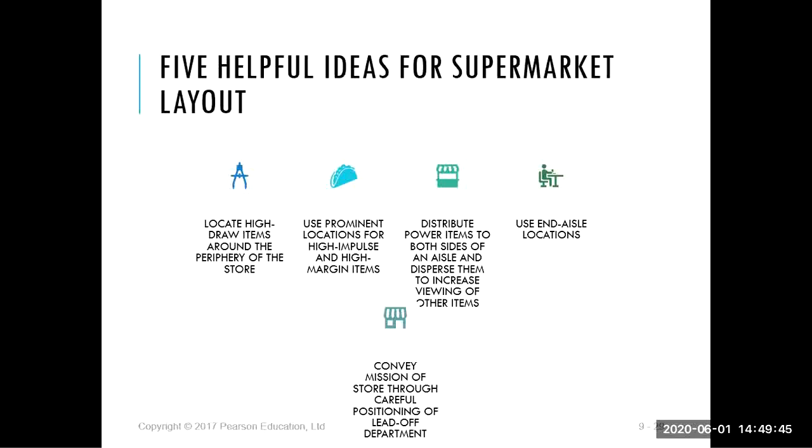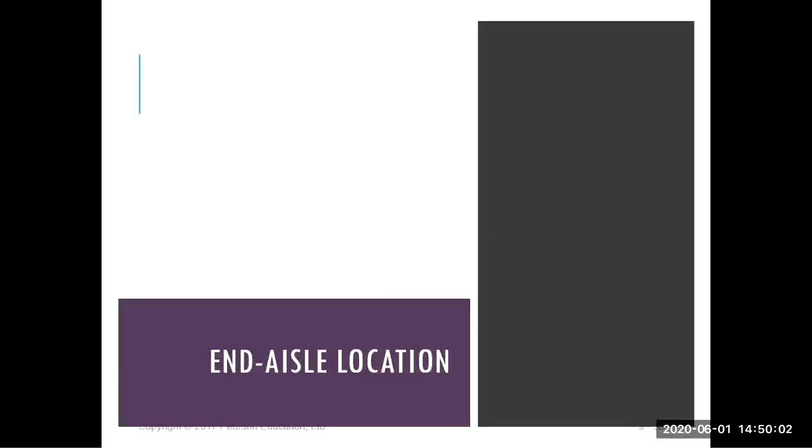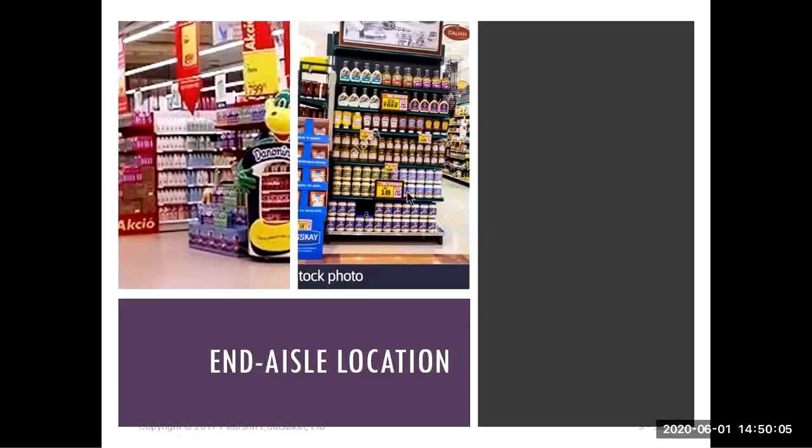Okay, alright. And number 4, use an aisle location. Okay, this is an example, use an aisle location, because aisle locations have a very high exposure rate. Okay, you can see now, I'm sure that you are familiar with this high end aisle location, at the end of the rack here. So the exposure rate is very high.